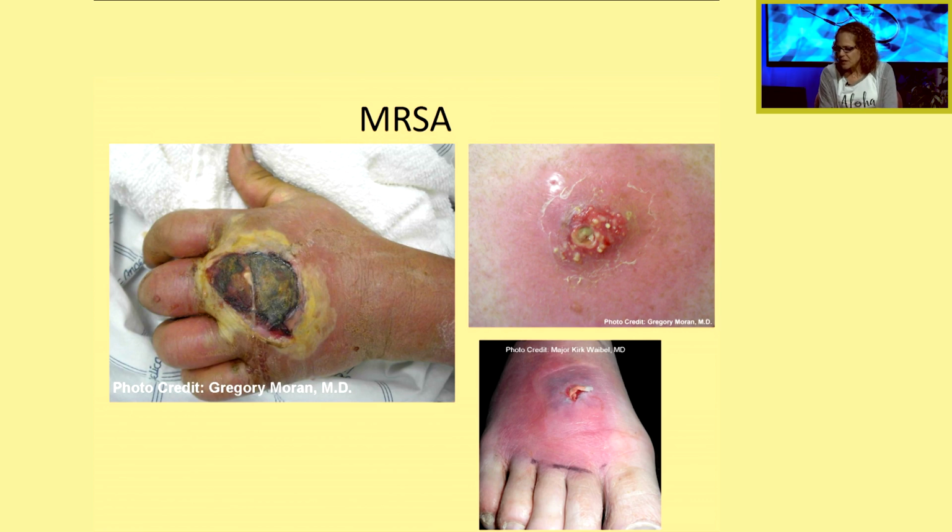And so here are some examples of what MRSA infections might look like. And so you can clearly see here that you've got a lot of redness, you've got broken skin that looks like there's drainage coming out. It looks hot to the touch, and it can be very painful as well. So these are things to be on the lookout for.